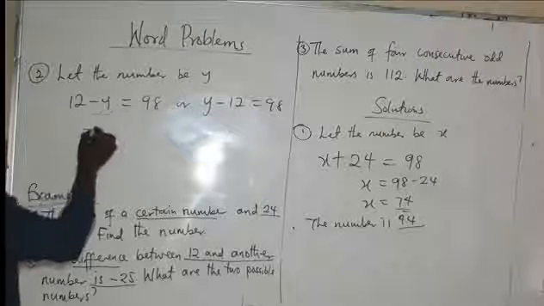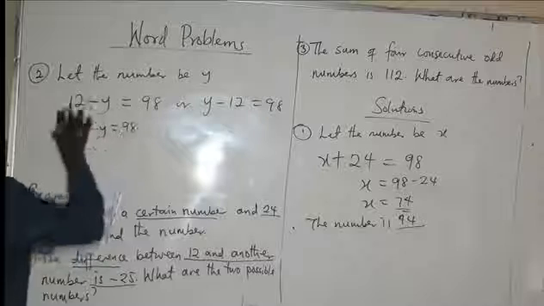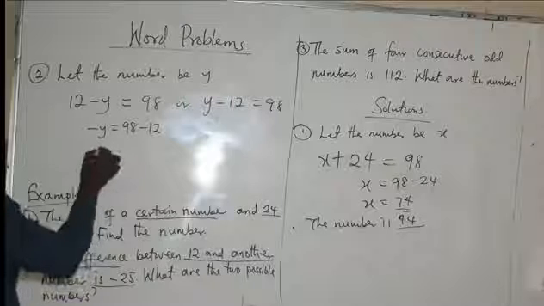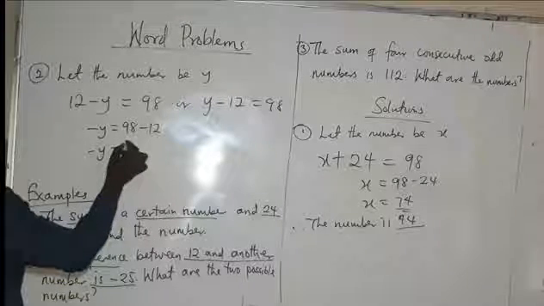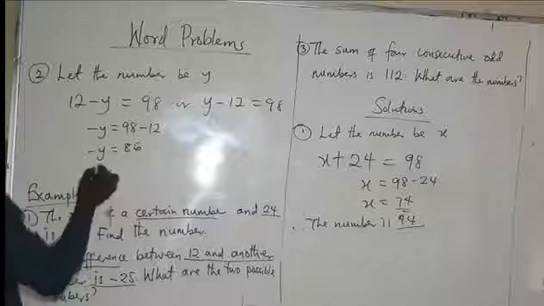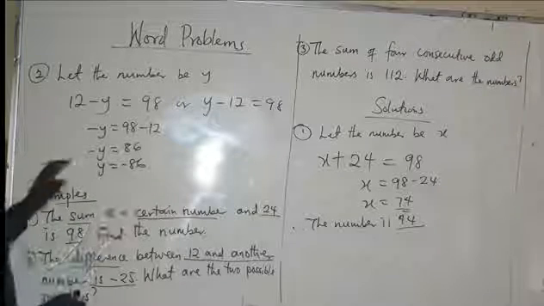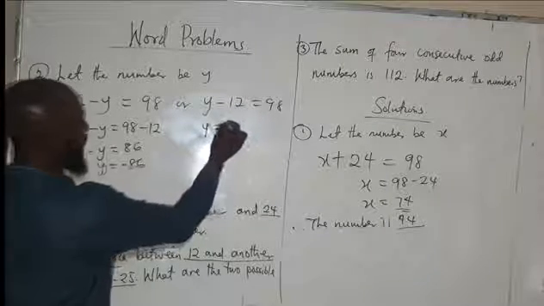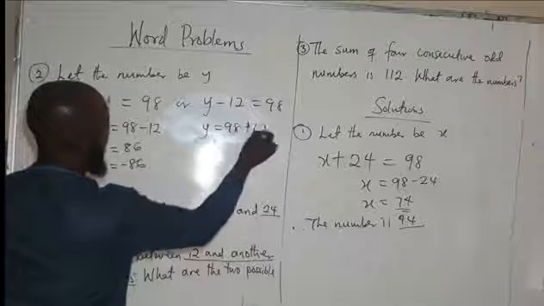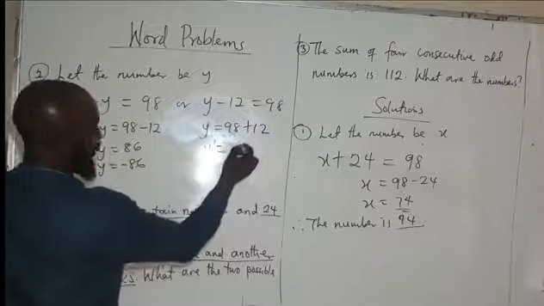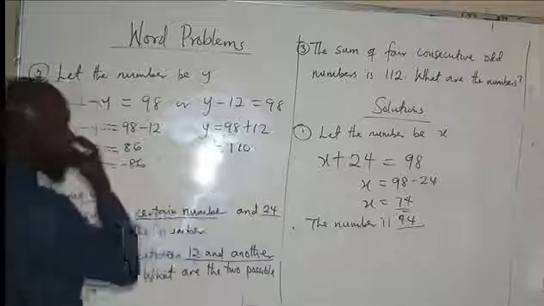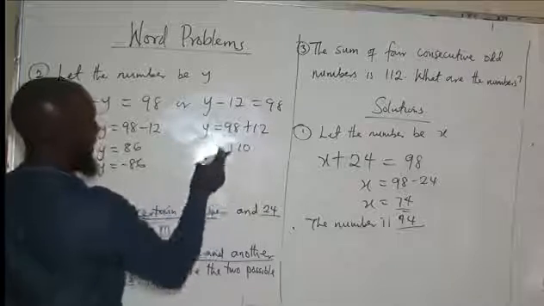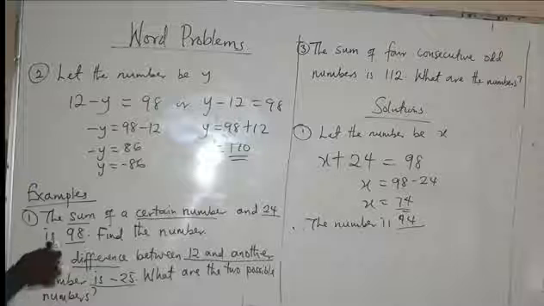So in this case, we're going to have minus y equals to minus 25 minus 12. This will come here and become minus 12. So minus y equals minus 37, so y equals 37. Or we have y equals minus 25 plus 12, which gives y equals minus 13. So we have the two possible numbers.